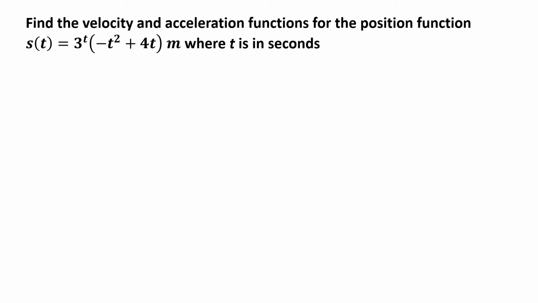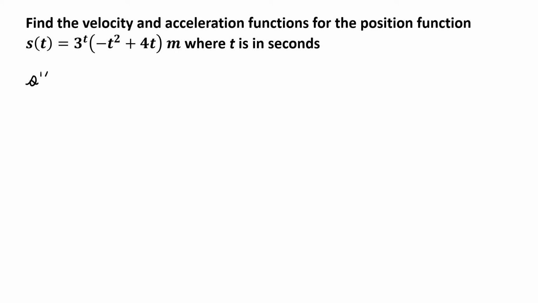Find the velocity and acceleration functions for the position function s of t is equal to 3 to the t times negative t squared plus 4t meters, where t is in seconds. So all this is asking us to do is to find several derivatives, because the velocity is the rate of change of the position function, and the acceleration function is the rate of change of the velocity function. So they're derivatives of each other.